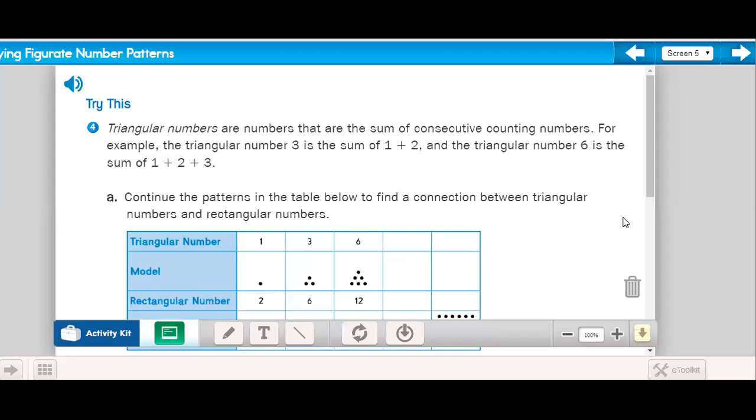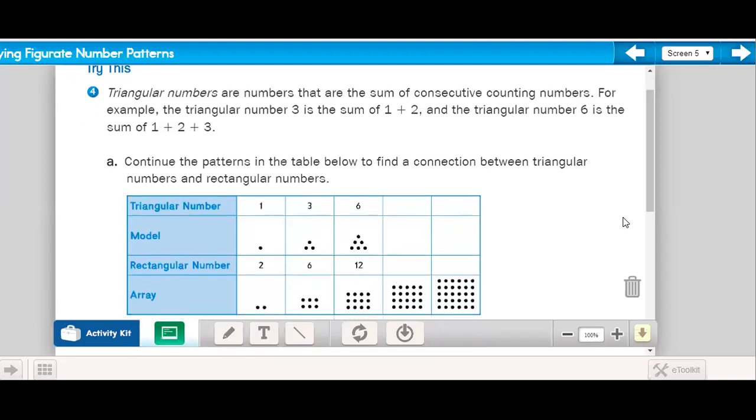Okay, so it says try this. Triangular numbers are different now than the rectangular numbers. They are numbers that are a sum of consecutive counting numbers. For example, the triangular number 3 is the sum of 1 and 2. And the triangular number 6 is the sum of 1 plus 2 plus 3.